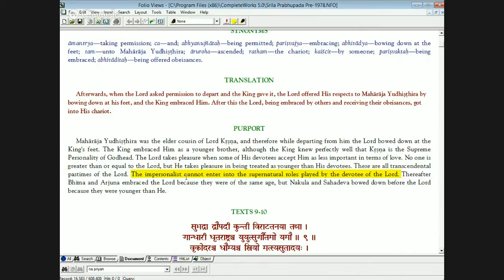The impersonalists cannot enter into the supernatural roles played by the devotees of the Lord. Thereafter, Bhima and Arjuna embraced the Lord because they were of the same age, but Nakula and Sahadeva bowed down before the Lord because they were younger than he.